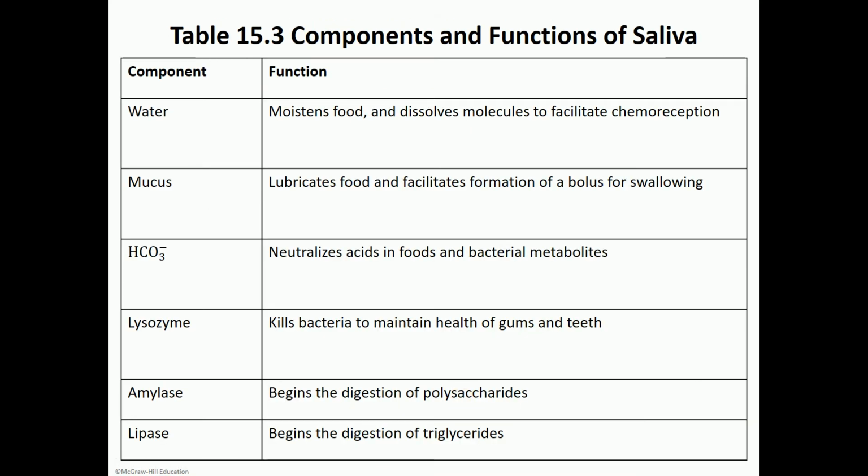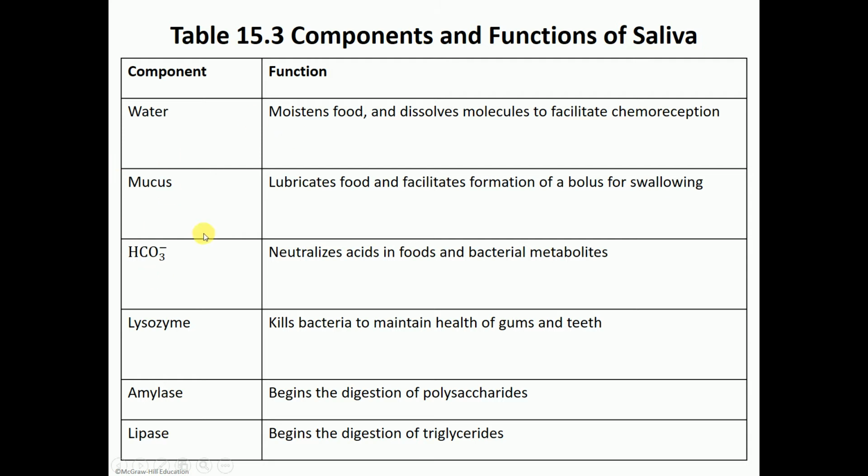Now, what is the composition and the function of saliva? So the different components are water, and water helps in moistening food and helps in dissolving the molecules and stimulating your chemoreceptors and stimulating your taste buds. The mucus lubricates food and helps make a bolus of food. So when food is chewed up and mixed up with saliva and with the mucus included, we are now going to call it a bolus, and that's what we swallow.